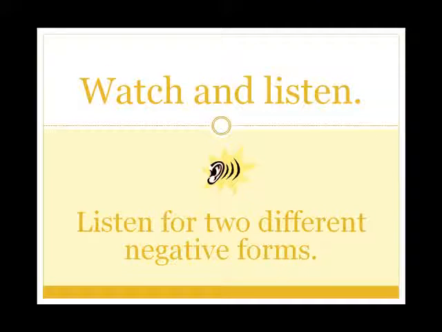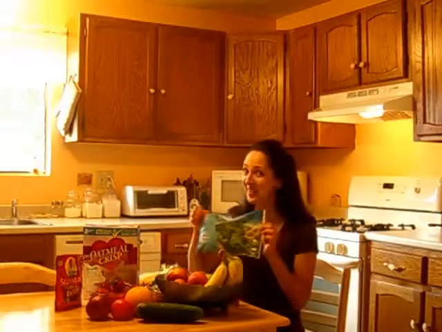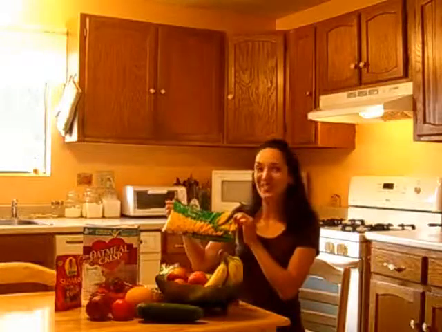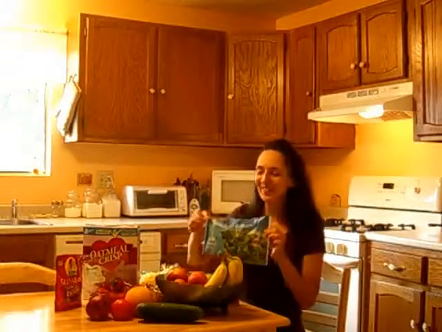Watch and listen. Listen for 2 different negative forms. What's my favorite vegetable? It isn't broccoli. It's corn. What's my favorite vegetable? It's not broccoli. It's corn.